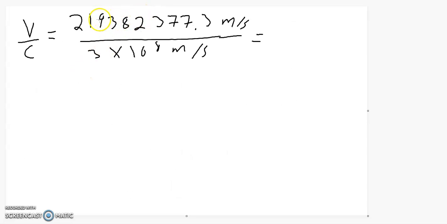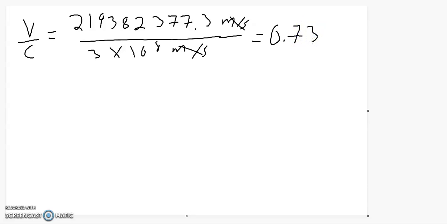So we're going to take this number, which was the calculated escape velocity, and divide it by the speed of light. Notice that the meters per second in the numerator cancels the meters per second in the denominator. And so we just get a number, and they told us to round it to 2 places past the decimal. So I get 0.73.